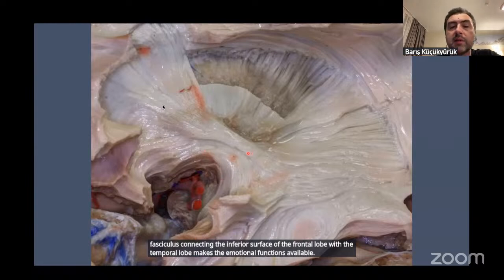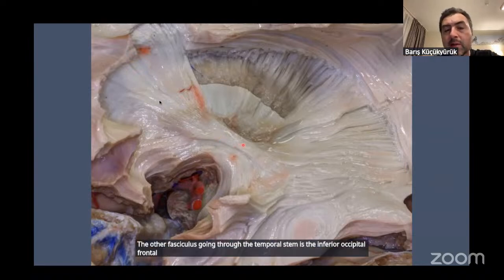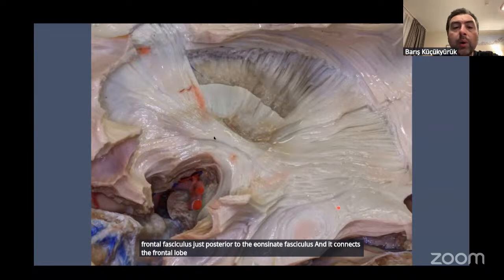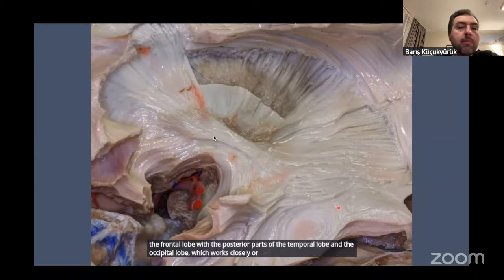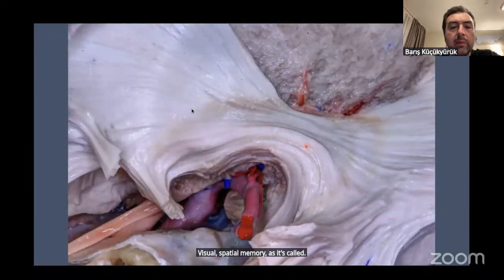The other fasciculus going through the temporal stem is the inferior occipitofrontal fasciculus, just posterior to the uncinate fasciculus, and it connects the frontal lobe with the posterior parts of the temporal lobe and the occipital lobe, which works closely in making us remember what we see, visual spatial memory, as it's called. So let's look a little bit closer.